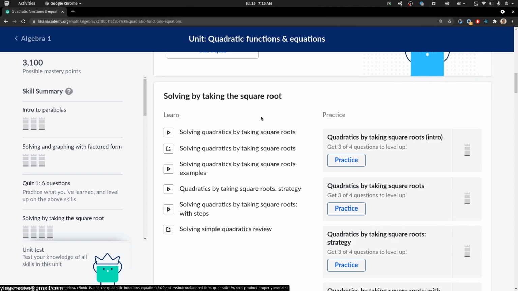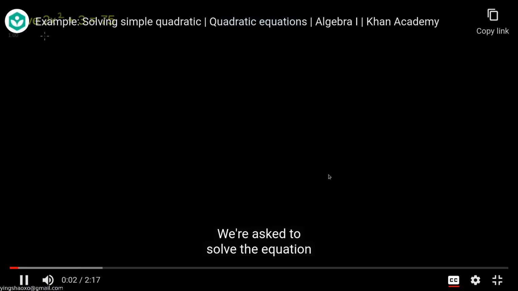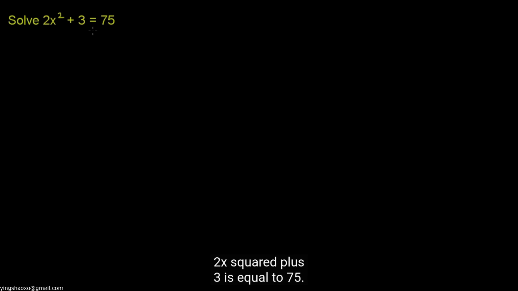Solving by taking the square root. We're asked to solve the equation 2x squared plus 3 is equal to 75. So in this situation, it looks like we might be able to isolate the x squared pretty simply because there's only one term that involves an x here. It's only this x squared term. So let's try to do that.